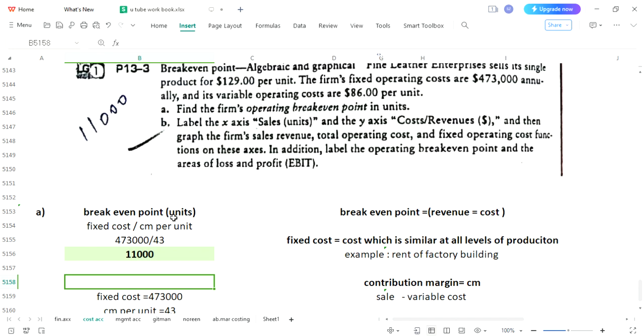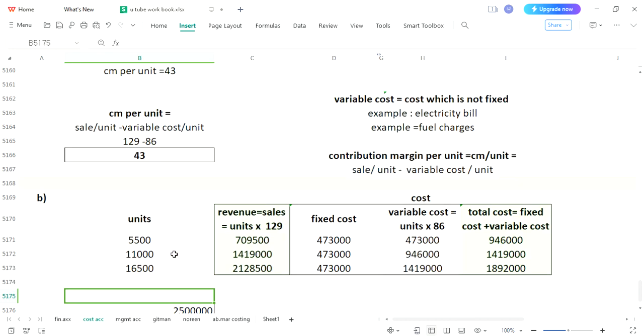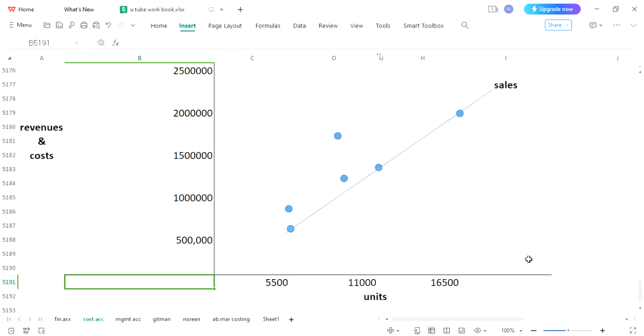Here we have proved that upon 11,000, this point was supposed to be discussed earlier. These were your break-even points. And what is your break-even point? When your revenues are equal to your cost. 11,000 was the number of units. And see over here at the 11,000 stage, your revenue is 14 lakh 19,000. Your cost is also 14 lakh 19,000. So we have also proved that break-even number of units are the units where your revenues are equal to your cost.